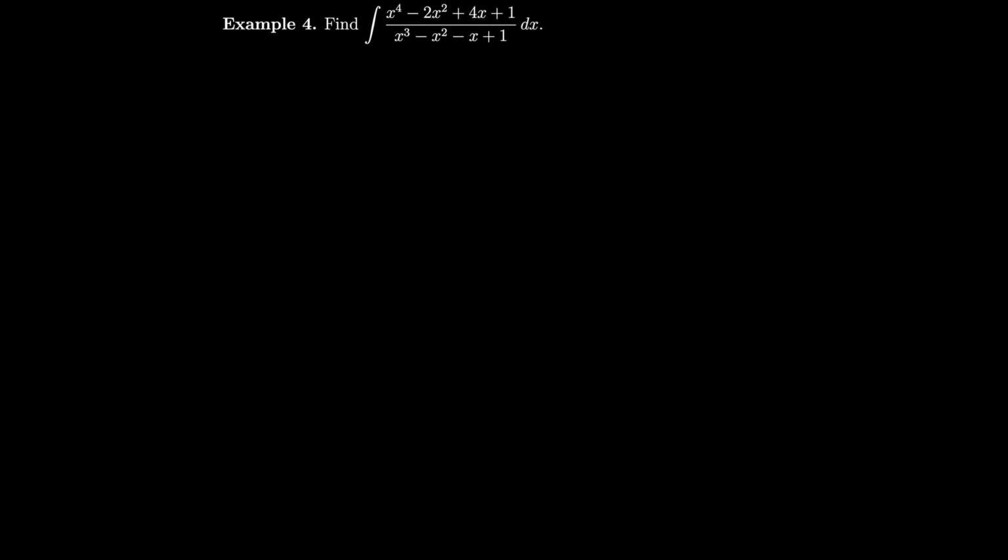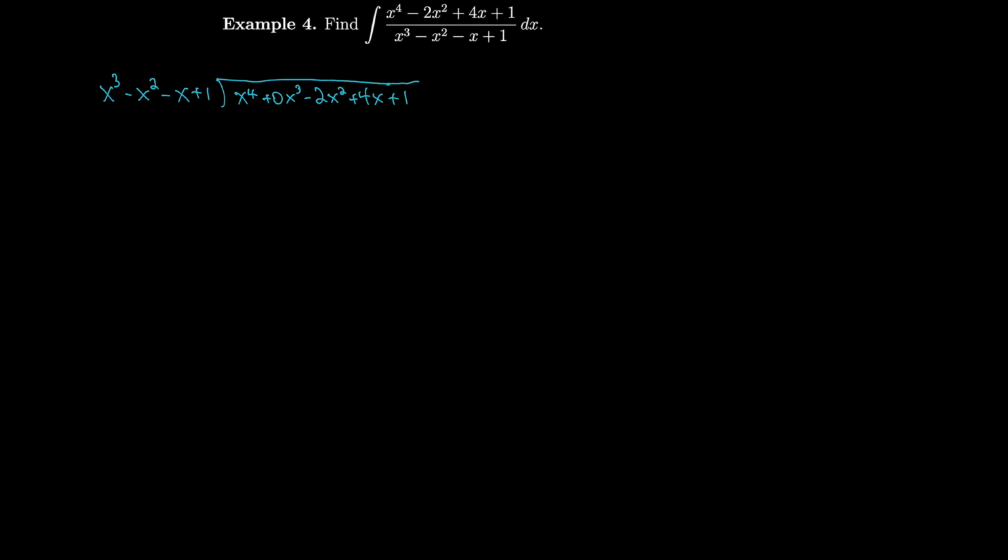Notice in this example, the degree of the numerator is greater than or equal to the degree of the denominator because it's 4 versus 3. So we'll start by dividing. We've got x cubed minus x squared minus x plus 1, and we want to fit that into x to the 4th plus 0 x cubed minus 2x squared plus 4x plus 1.